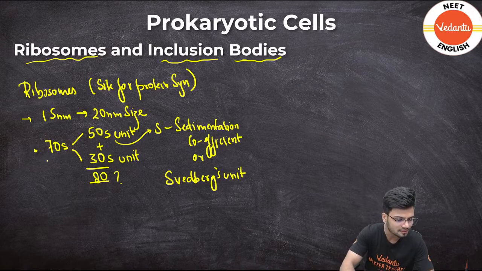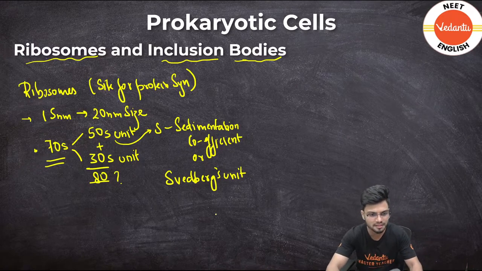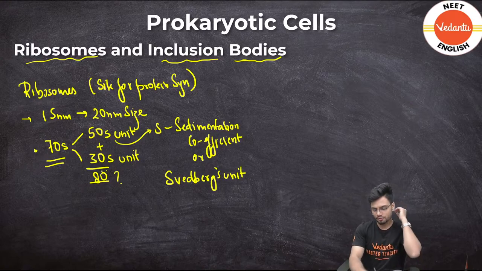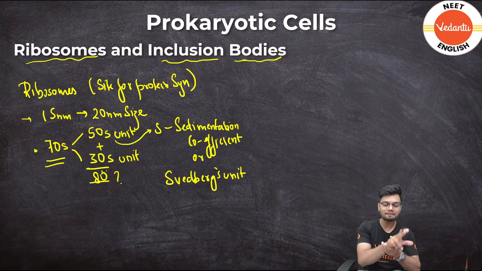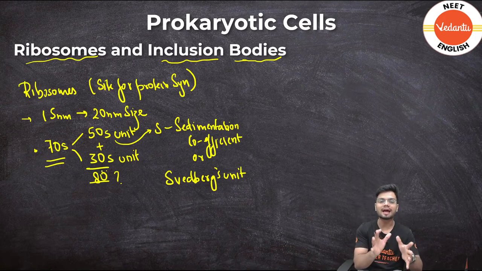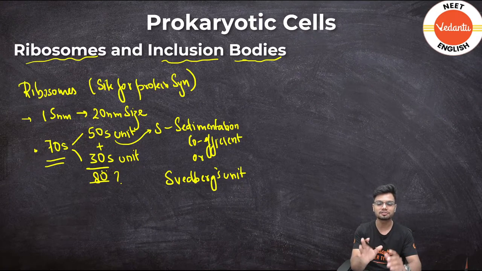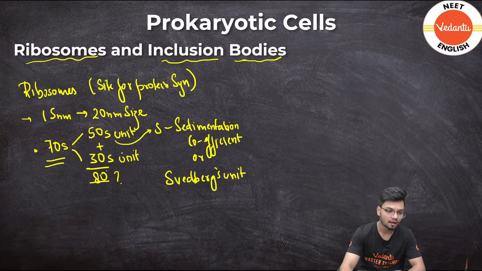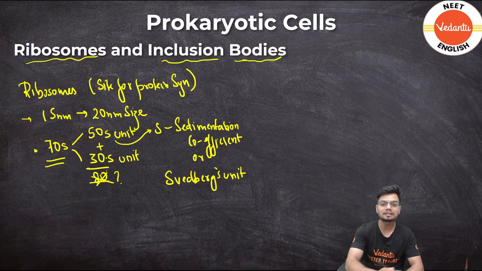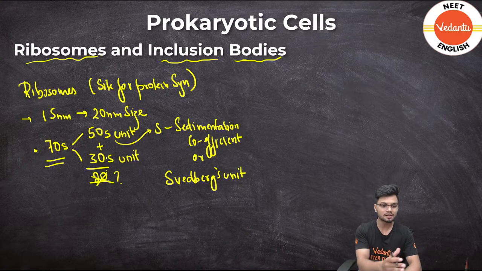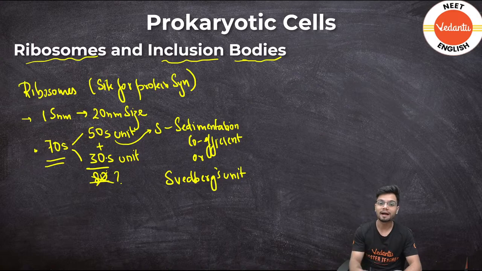But why is it 70? Why is it 70? Tell me. The answer to this question is very simple. It is very technical, actually. This 50 plus 30, you cannot add it because it is non-additive in nature. When I say non-additive, that is, this 50 plus 30 is not based on arithmetic. The 70 we are dividing into 50 and 30 is not based on maths actually. It is based on biology.